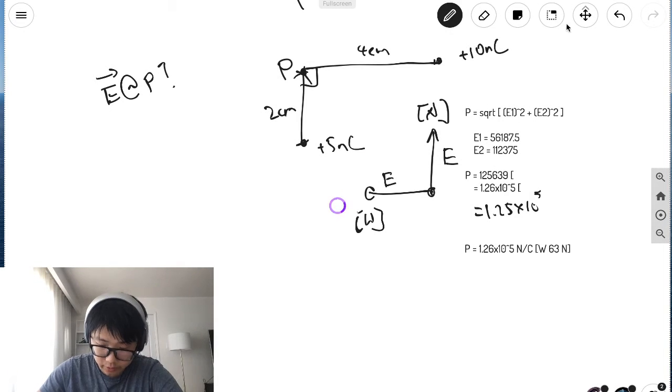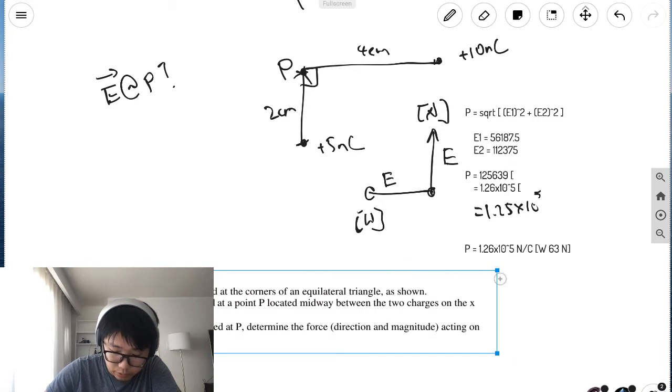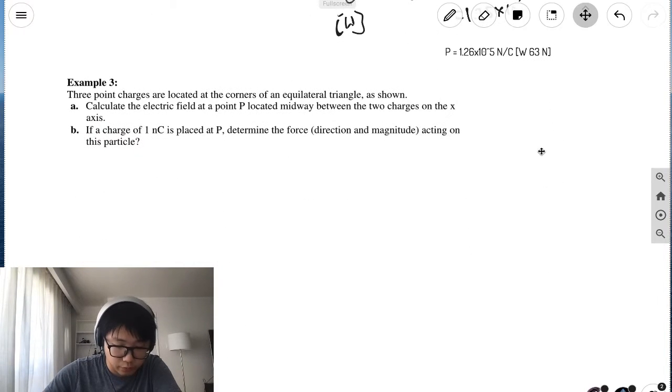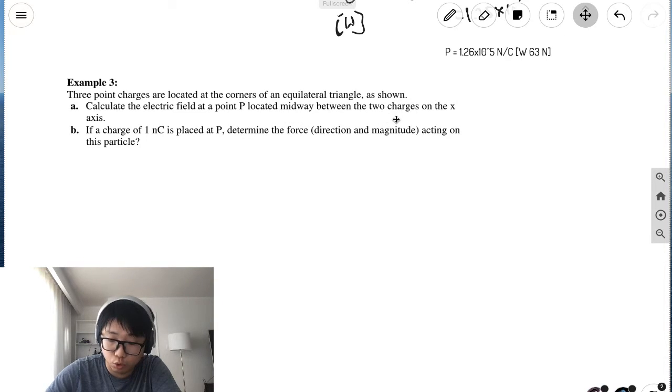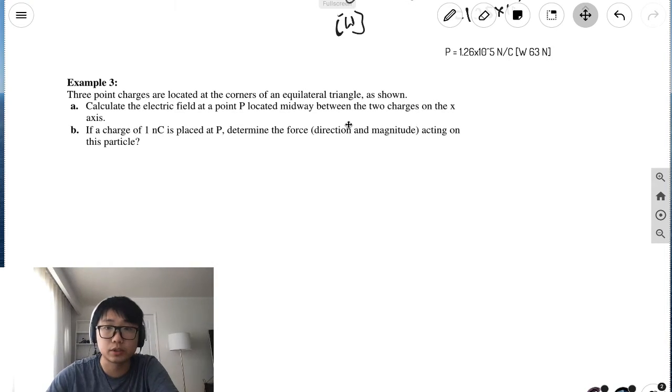Right, here's the next problem. We have three point charges located at the corners of an equilateral triangle. Now calculate the electric field at a point P located midway between two charges on the x-axis. All right, we'll see what that means. Let's just figure out part A first. Can you draw what that looks like?